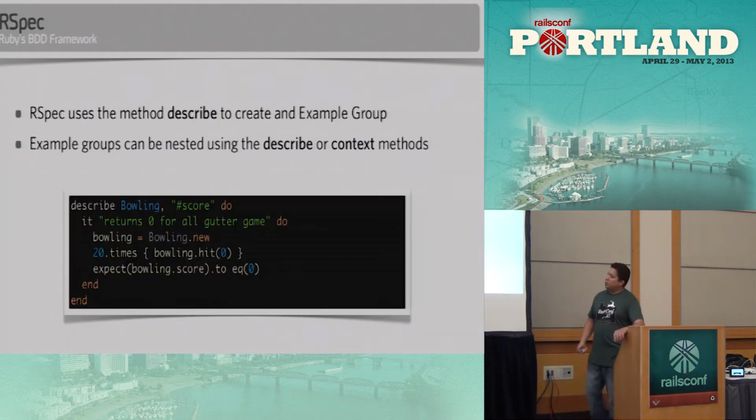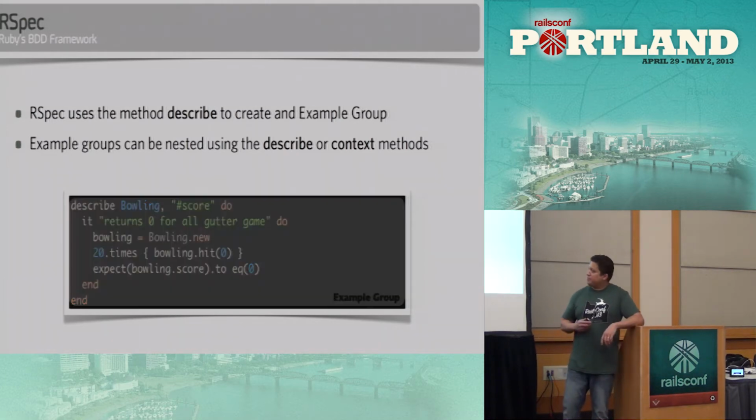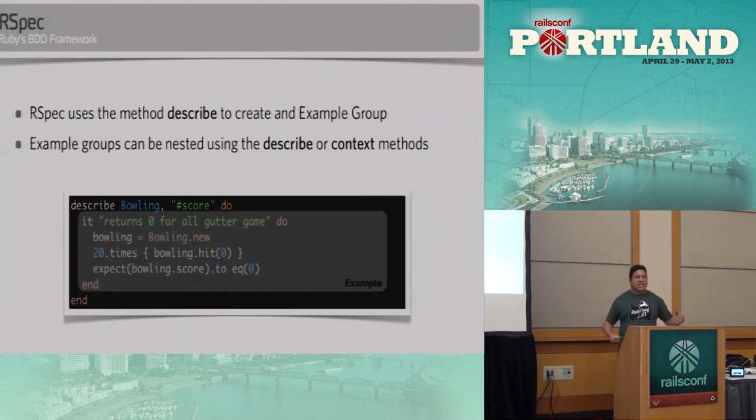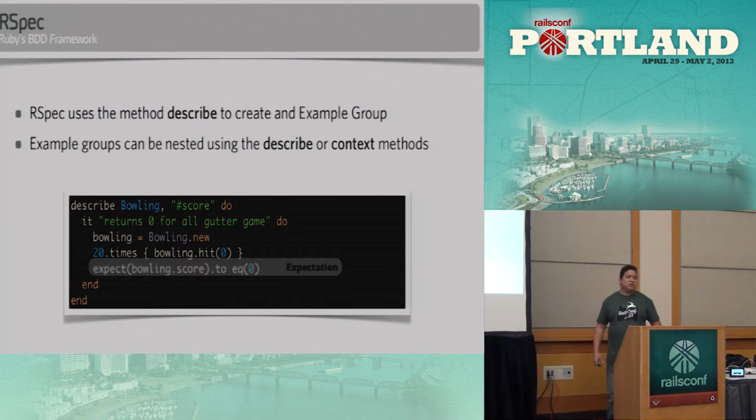So here's a very quick example of what an RSpec specification looks like. The contrast is a little bad in there, but the whole thing is called the example group. So that describe block is an example group. Inside, I have specific examples or specifications. In this one I'm describing a score in bowling. It returns 0 for a gutter game. Notice that down below, I have an expectation. So we've set up some state, we produce some event or action, and then we see what the specification is looking to validate. In this case, I'm expecting the bowling score to be equal to 0.